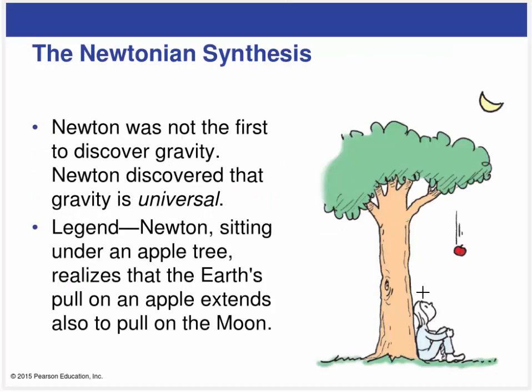Now, legend kind of had it that Isaac Newton was sitting underneath an apple tree and an apple hit him on the head, and that's when he discovered gravity. And actually, he was not the first to discover gravity. They knew about that well before Isaac Newton, but he's the one that discovered it was universal. Legend has it Isaac Newton was sitting underneath a tree and he realized that the earth pulls on the apple and the apple pulls on the earth, and also maybe the moon also pulls on the apple.